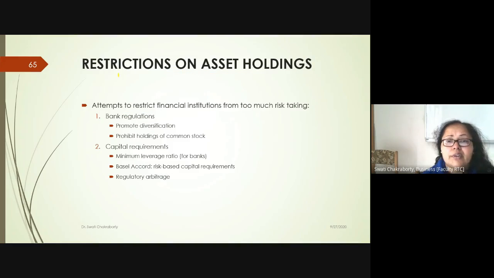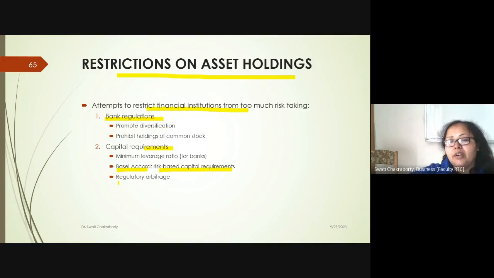Okay. Restrictions on asset holdings. Attempts to restrict financial institutions from too much risk taking. How? Bank regulations which promote diversification. There has to be diversification of your assets, and prohibits holding of common stock, right? Capital requirements, there has to be a minimum leverage ratio for banks. Basel Accord, we have discussed earlier, which is a risk-based capital requirement.